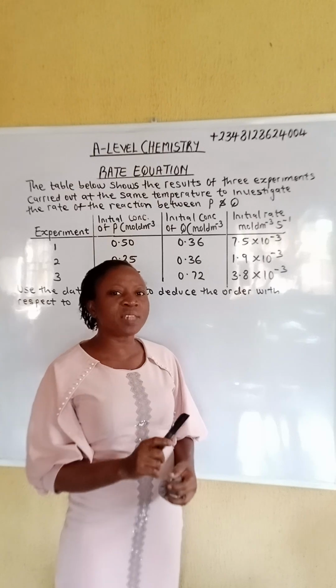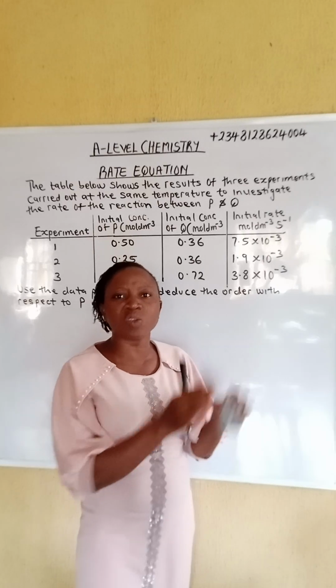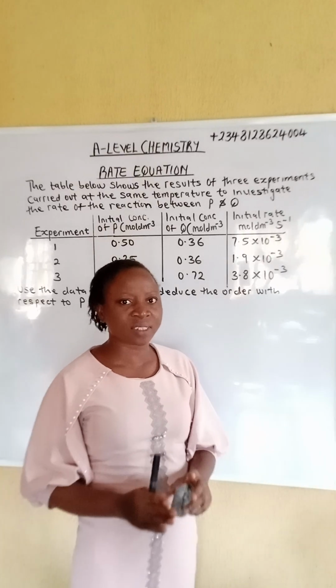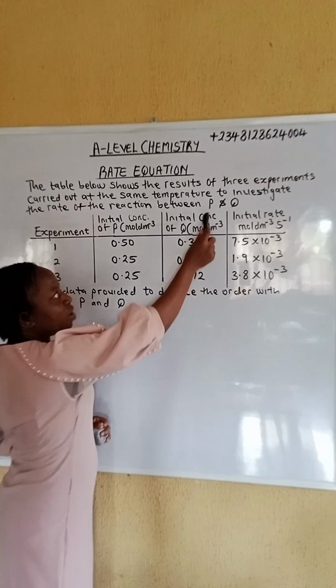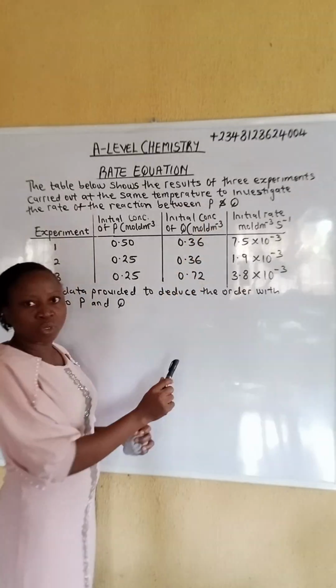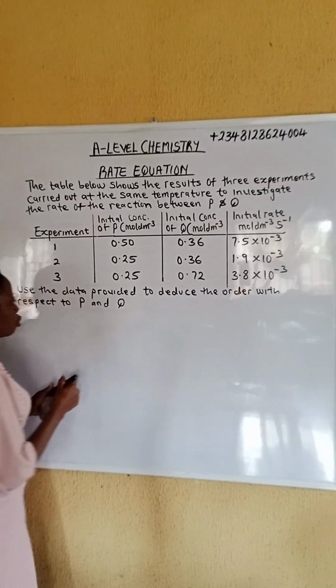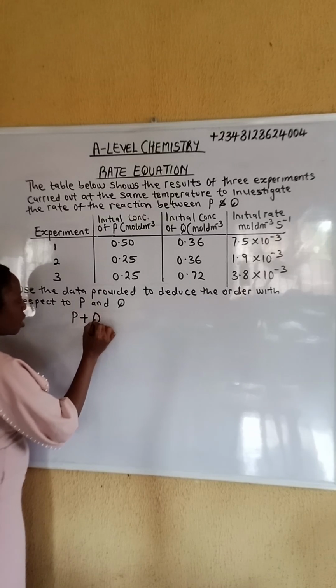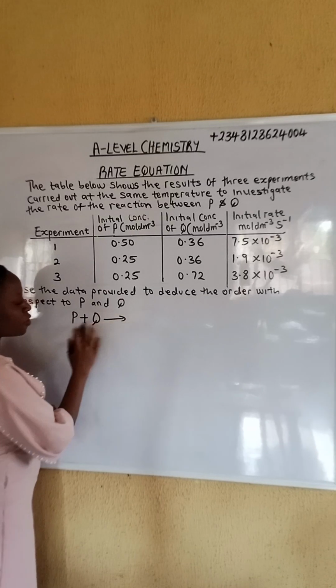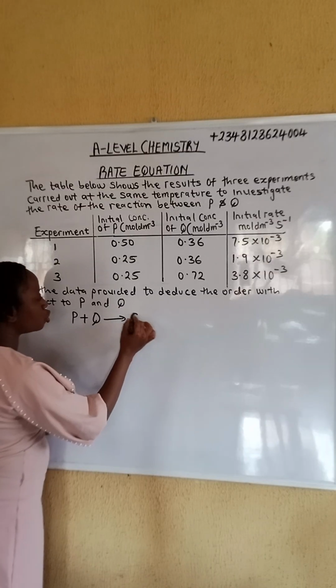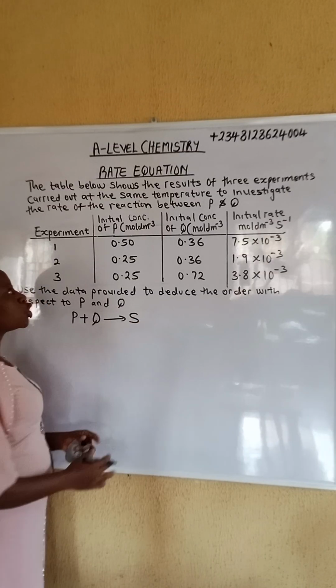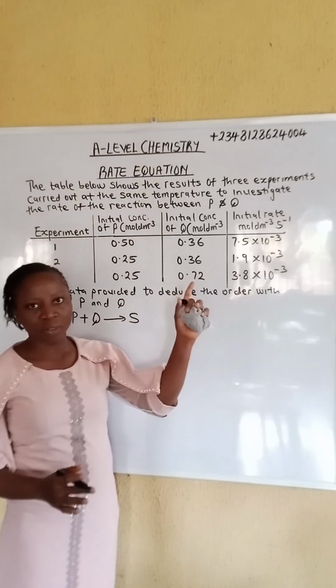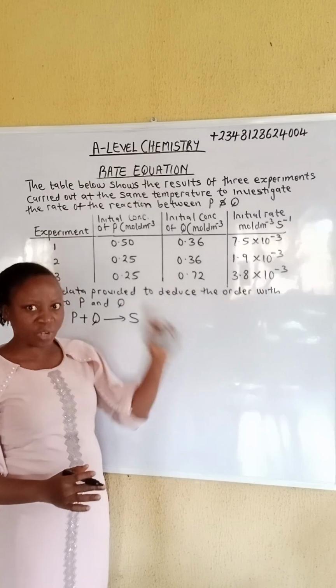The reaction rate is directly proportional to the concentration of the reactants. Now we have a chemical reaction between P and Q. These are the reactant particles. So let's say the product of P and Q is S. Then we should not forget the rate equation. It is derived from the reaction rate.